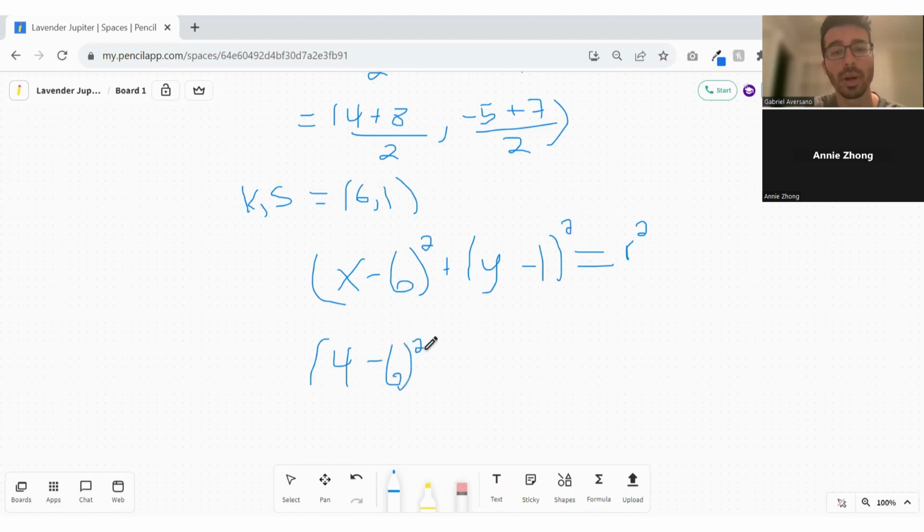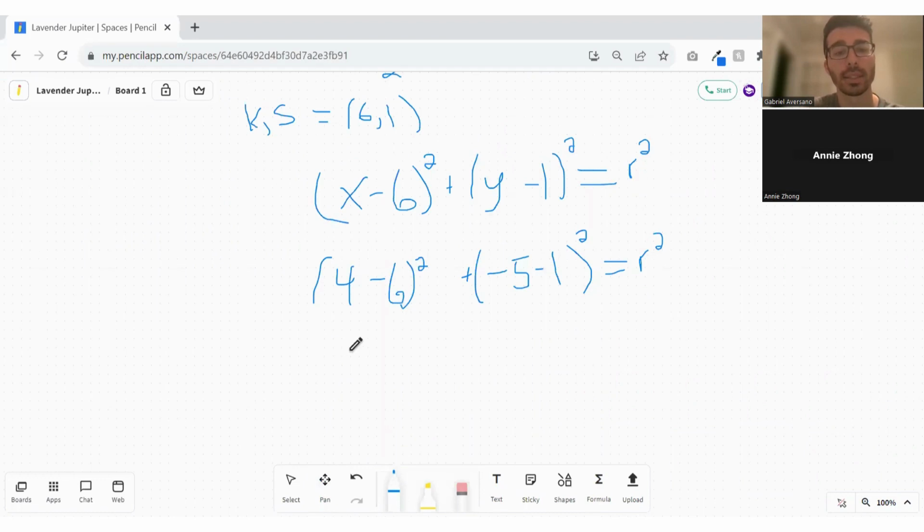So I'll plug in the 4 and the -5. Is equal to R squared. And 4 minus 6 is -2. We'll have to square it. -5 minus 1 is -6. We'll square that. And that will give us R squared.